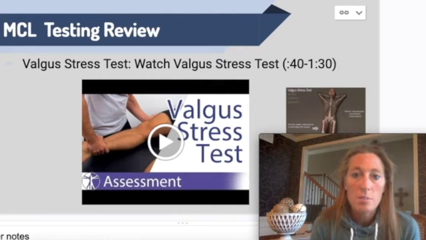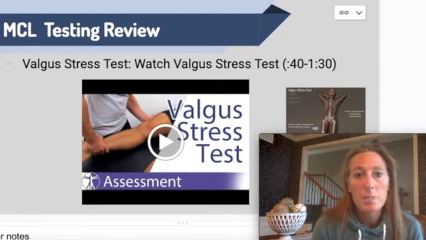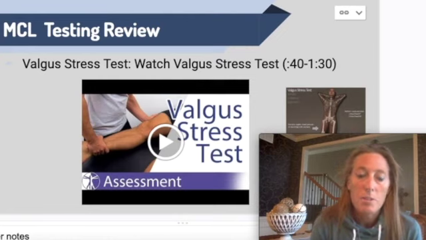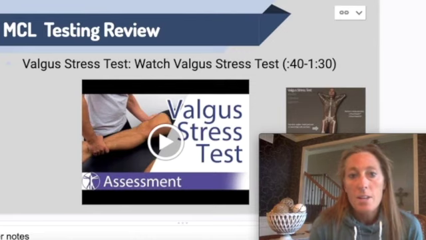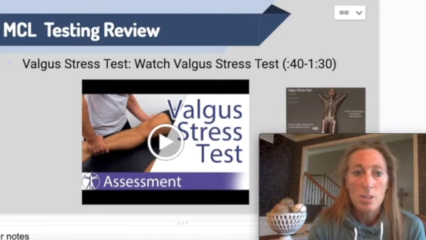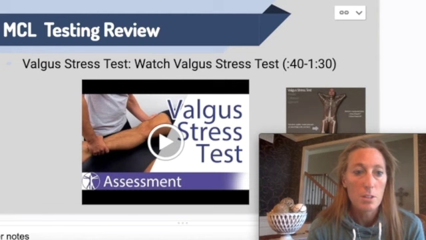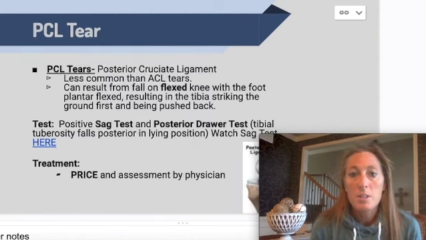MCL, this is medial collateral ligament. Remember, we talked about that. We talked about O'Donoghue's terrible triad, and we already watched the valgus stress test for MCL tear. We'll move on to PCL tear.